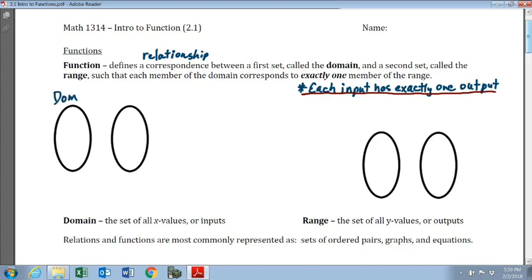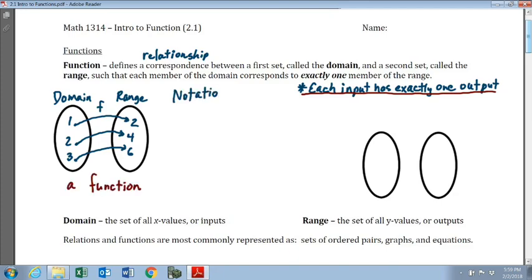So let's go ahead and look at this. This is what we call a relation that shows a relationship between numbers. So notice we have the domain, which has 1, 2, and 3 in it, and the range 2, 4, and 6. And in this case the function is f. And notice that 1 corresponds to 2, 2 corresponds to 4, 3 corresponds to 6. So each of our inputs correspond to exactly one output. So this is a function.